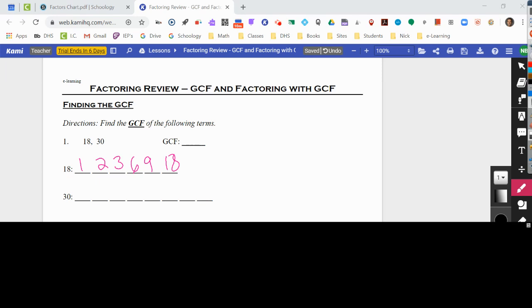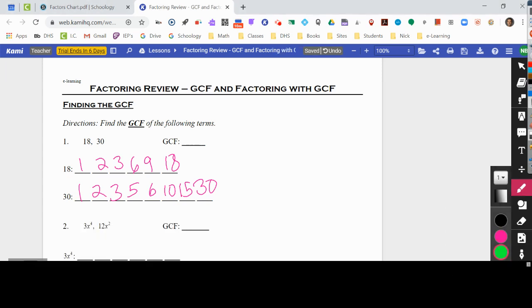And for the number 30, we have 1 times 30, 2 times 15, and 3 times 10. And what is that last pair of factors that we need to write down? That's right, it's going to be 5 and 6. So now that we listed out all our factors, we're going to find the greatest one in common.